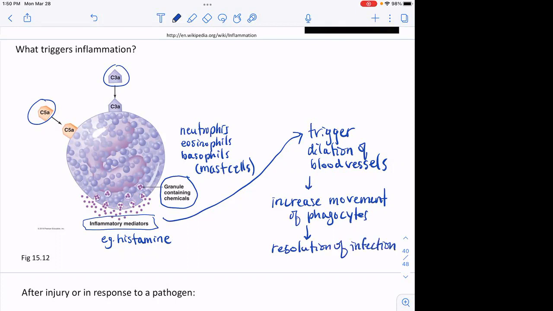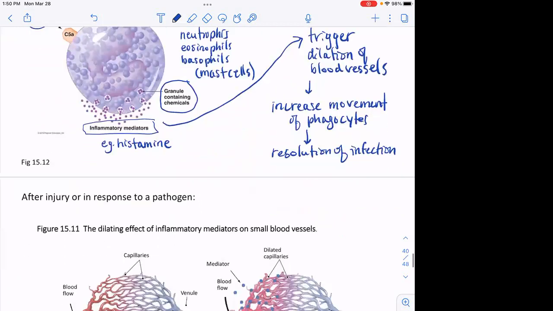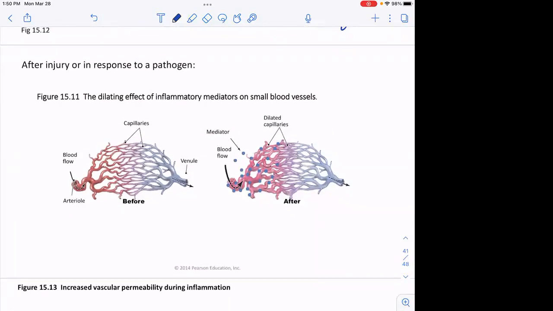Okay, so we're gonna look at some graphics that will help explain how all that comes about. When a patient has been injured or comes in contact with a pathogen, we see the dilation of the blood vessel. Normally, if we look at the capillary bed, the place where a patient's arteries change into the veins, this is how they normally look. In response to a pathogen, these little blue dots are the inflammatory mediators acting on those blood vessels, and that causes the blood vessels to vasodilate.